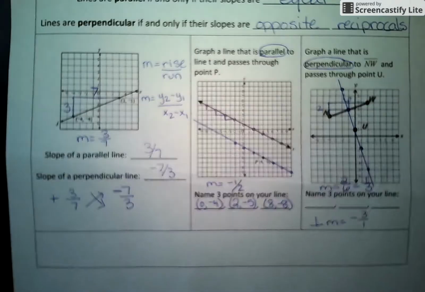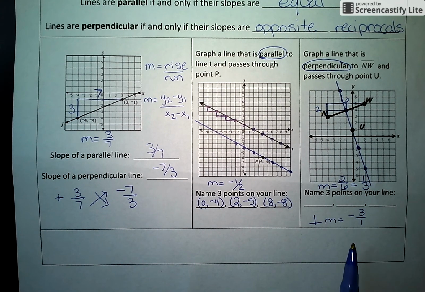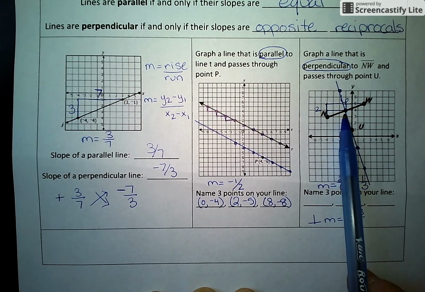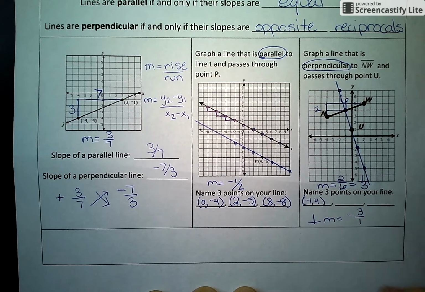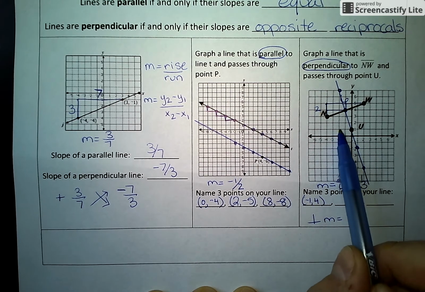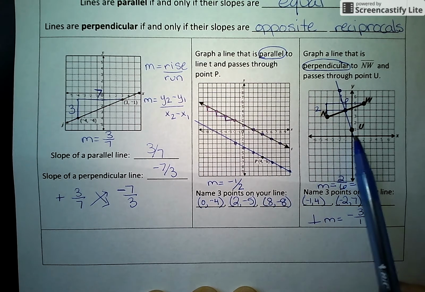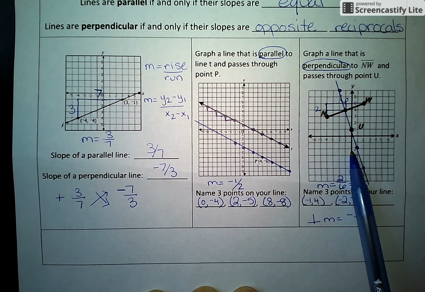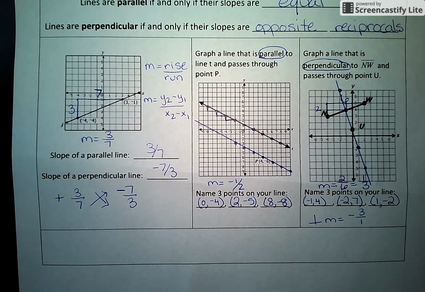We've now built a line that's perpendicular to line NW. We need to name 3 points on the line we just built. I'm going to use the point -1, +4, -2, +7, and then I'll go down this way, +1, -2. Again, there's an infinite amount of points to choose there, but these 3 are very close to the point U.